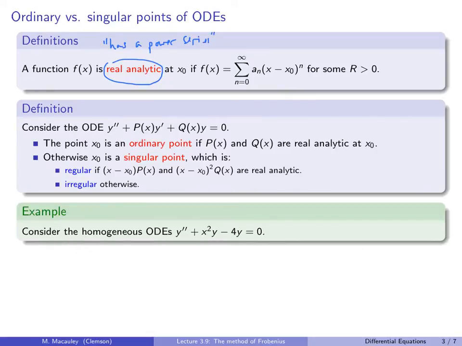So an example of something that is not real analytic at a point is f of x equals 1 over x. It is not real analytic at x equals 0, because it's not defined at x equals 0. And in this class, the only time that things are not going to be real analytic at a point is when they're not defined. So really, when you see if a function is real analytic, in this class, that just means it's defined.